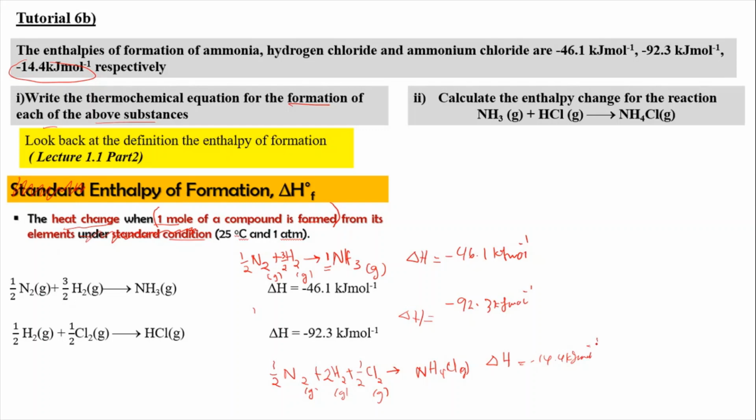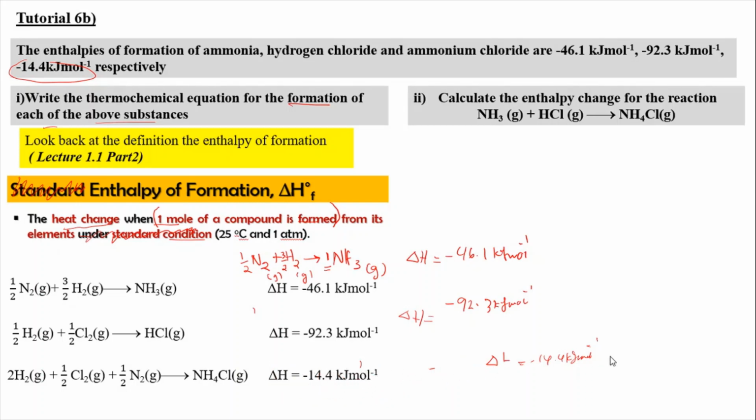Alright, so if I were to put it nicely, I will get the same as I've constructed here. 2H2 gas plus 1/2 Cl2 gas plus 1/2 N2 nitrogen gas produces 1 mole of ammonium chloride with the enthalpy value of negative 14.4 kilojoule per mole. All right, nice one.